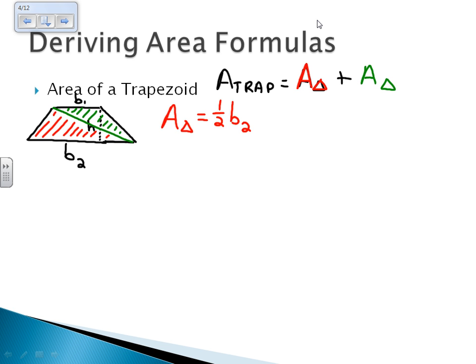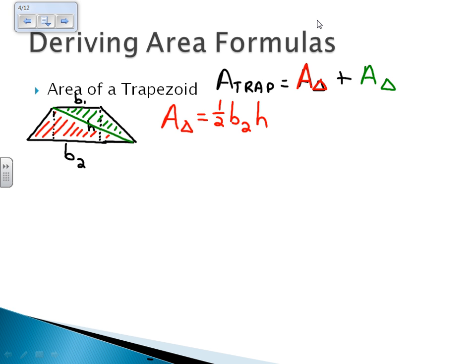What's my height for the red triangle? Everybody see the dotted line H? Can I slide it over here? Is that going to be the height for the red triangle? Does this make sense? So everybody sees that the height is the same for the red triangle. So I have half B2 times the height. We all right with that?